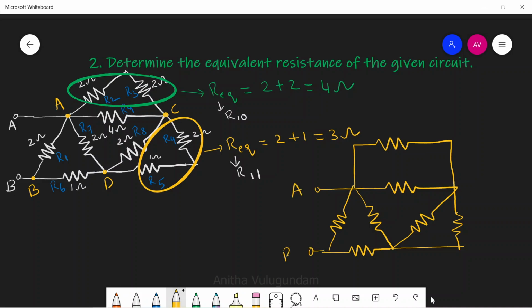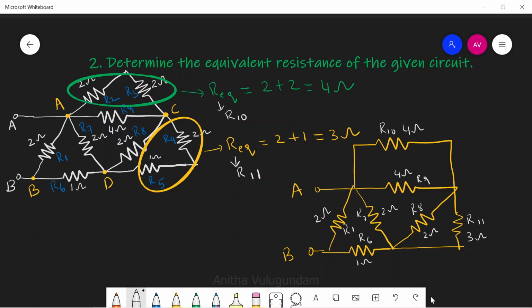This is A, B and 2 ohms R1, 1 ohm R6, 2 ohm R7. This is 4 ohm R9. This is 2 ohms R8. Here we have R10. This is R10, 4 ohms. This is R11, 3 ohm. This is how the circuit has been simplified.